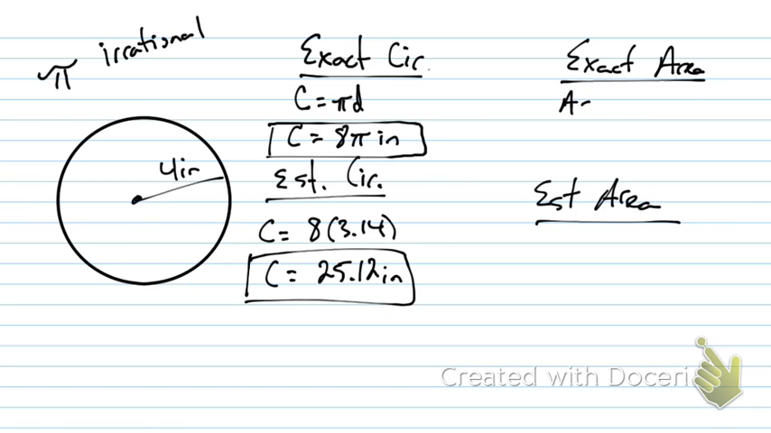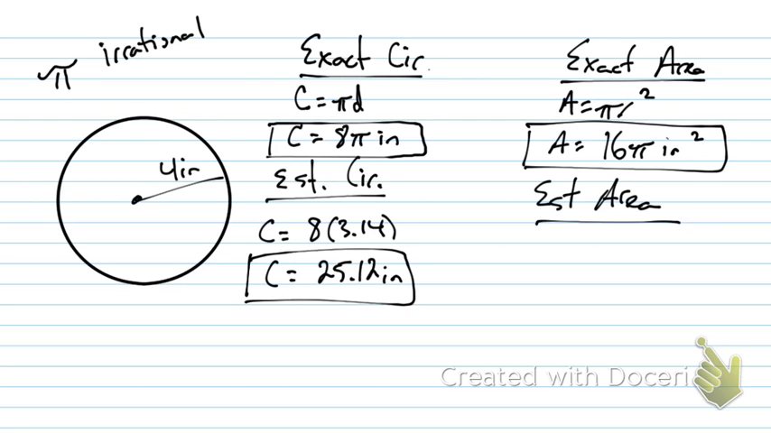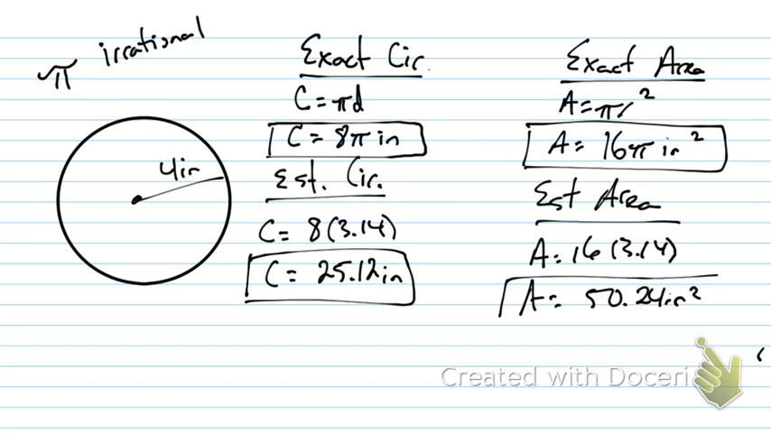So let's look at area. Area is pi r squared. I'm always going to write my equation first because we're going to be slinging equations everywhere, right? So the radius is 4. So 16 pi square inches is going to be my exact answer. For the estimated area, I'm going to do 16 times 3.14. And I'm going to get 50.24 square inches.